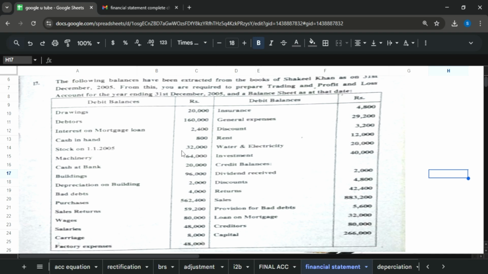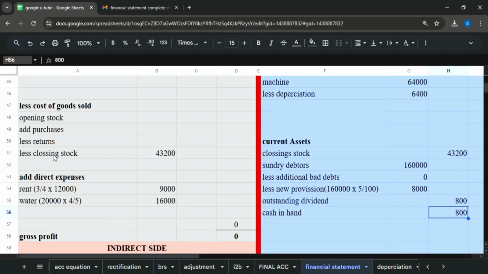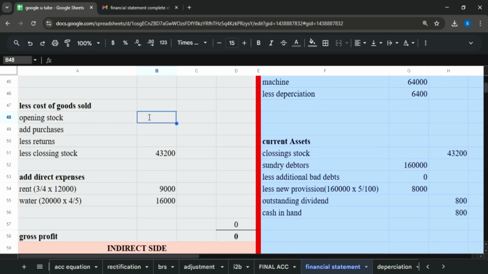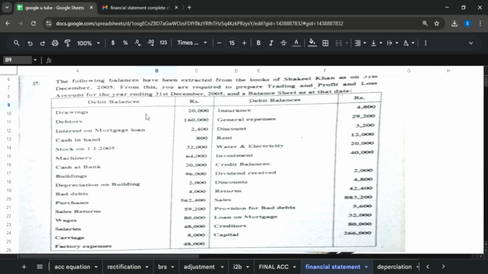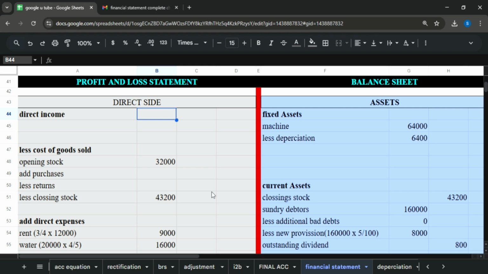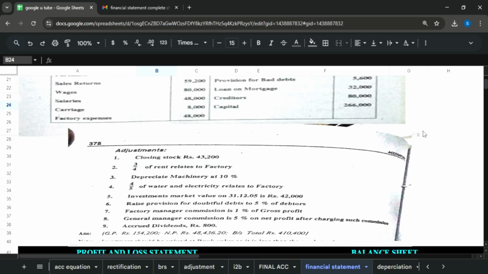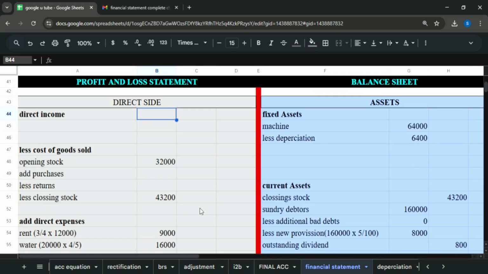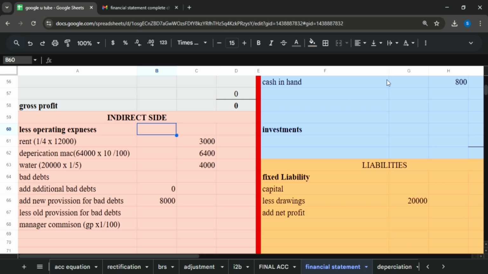Opening stock 32,000. So guys, here you will come and write opening stock over here, amount of which is 32,000. Just write it down. After opening stock, we have machinery 64,000. I think we have mentioned it. Machinery 64,000. That's good. Then we have cash at bank, which is your current asset. So here, cash at bank, I think the amount was 20,000, and we will confirm again.